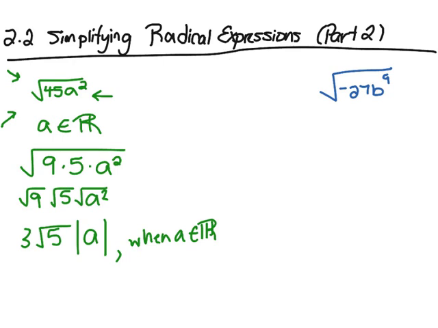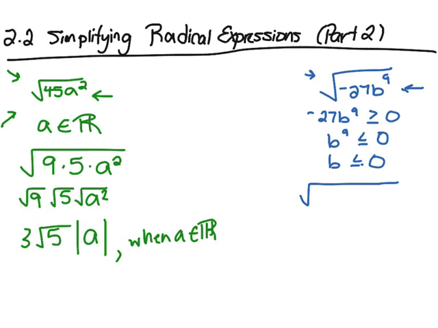For the second equation, we know that the index is even, so our whole radicand needs to be greater than or equal to 0, which means that b has to be a negative number to make it a positive number. So b has to be less than or equal to 0. Now we're going to split it up. Negative 27 is the same as 9 times negative 3. Keep the negative with the one you're keeping under the radical, because you can't take a negative out of a square radical.